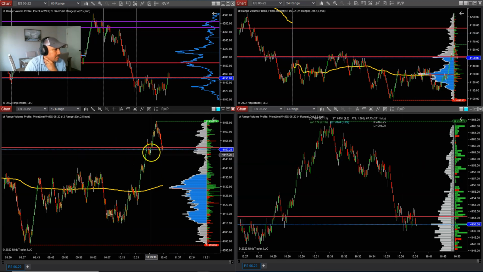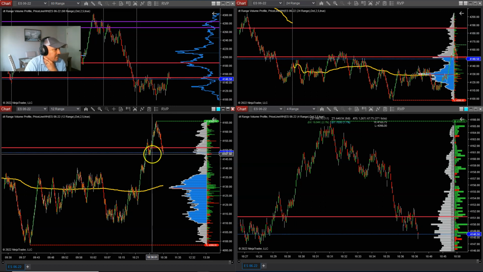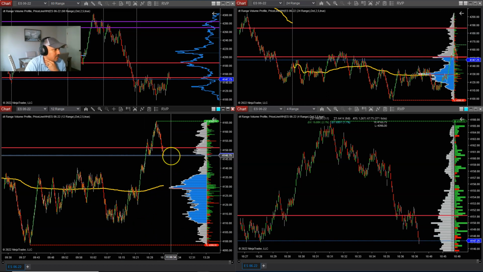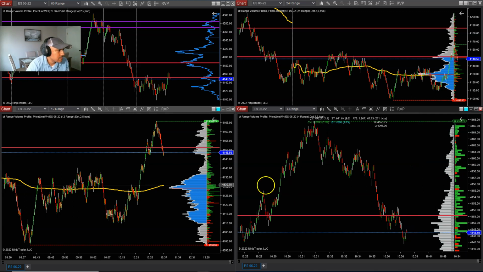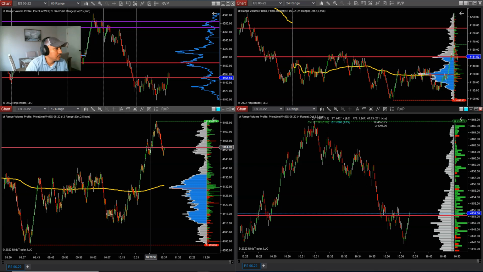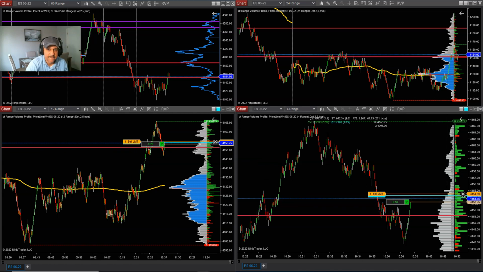Let's see if price is going to stay above this area here. Don't want to see it break below the swing. If it does, then it's going to continue pushing lower. And it looks like it's trying to. We'll see. Yeah, it's trying to go higher.